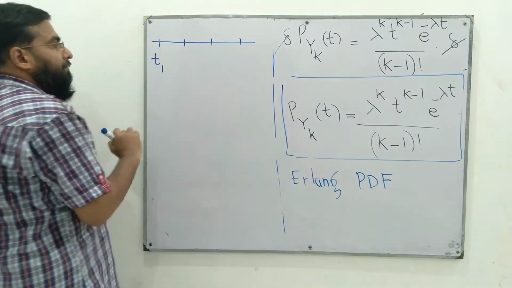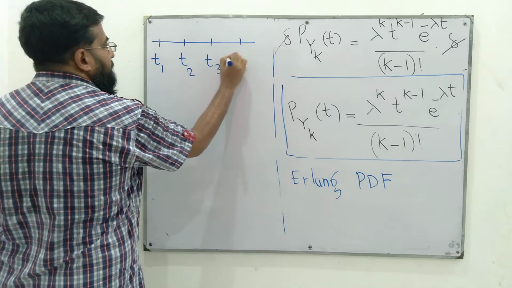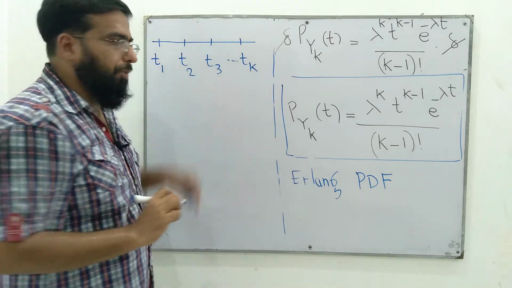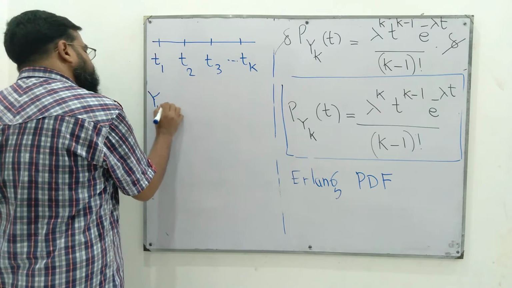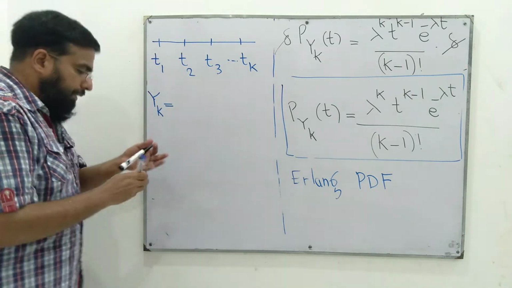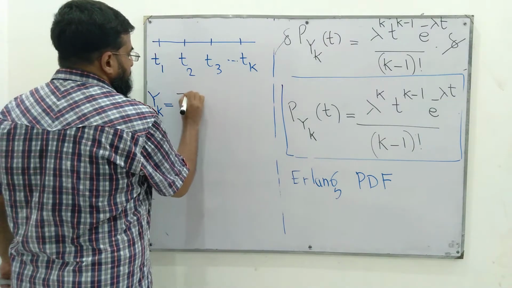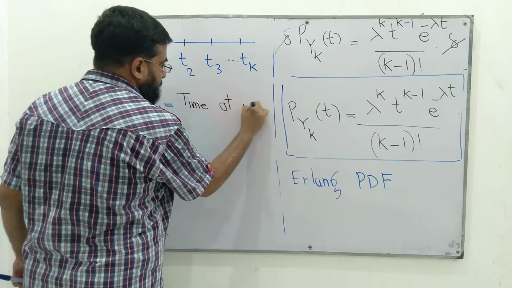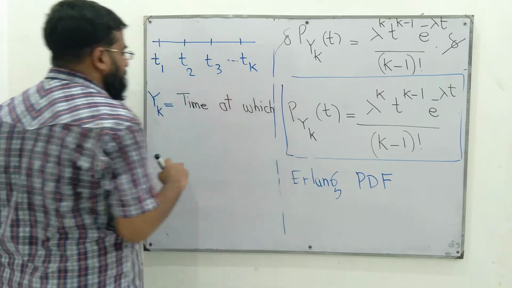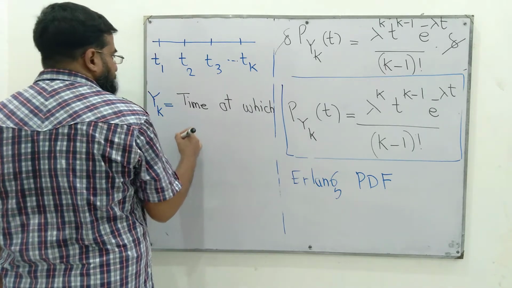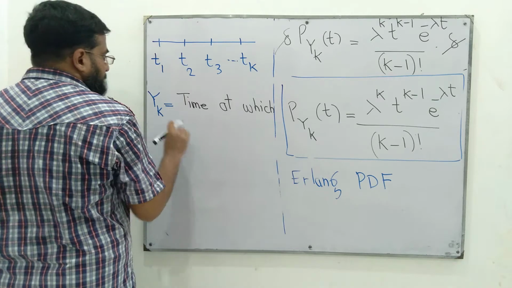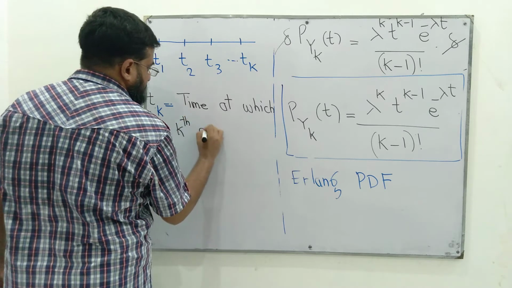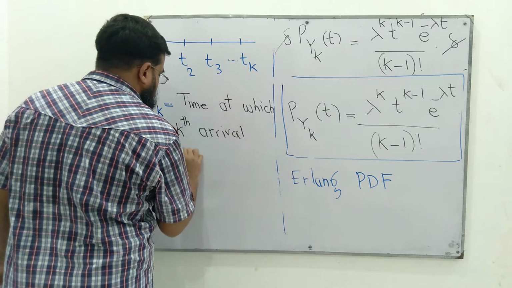Suppose at time t1 we have the first arrival, at time t2 the second, and at time tk we have the kth arrival in a Poisson process. Yk, a random variable, is assumed and it is equal to tk, the time at which the kth arrival happens.